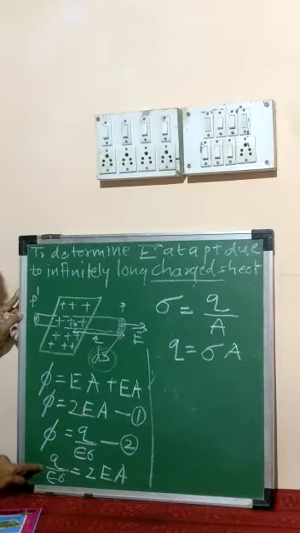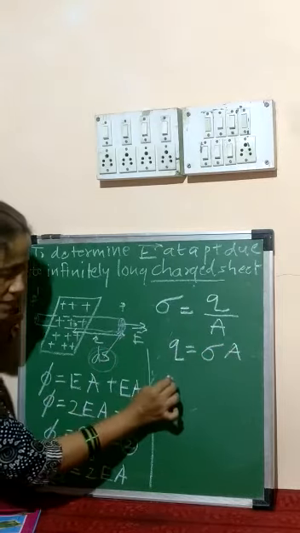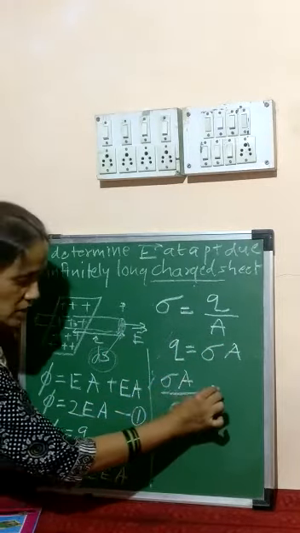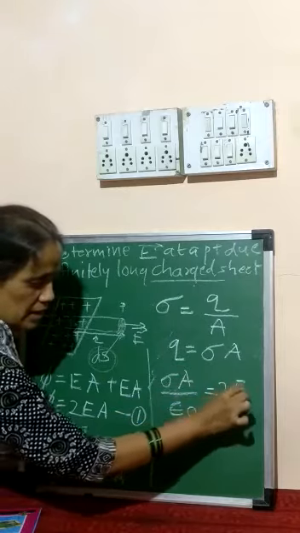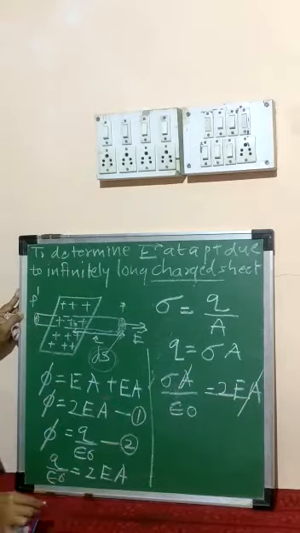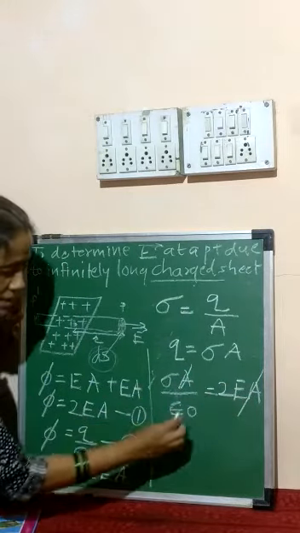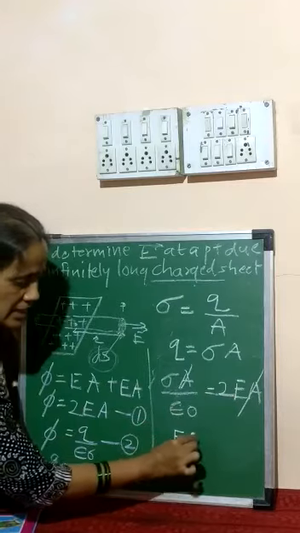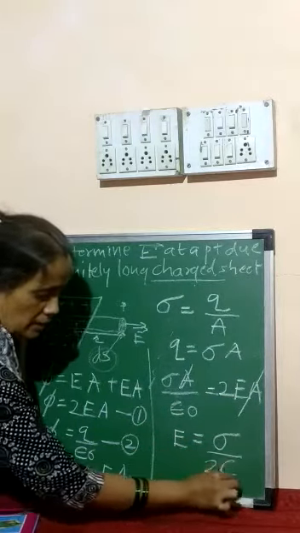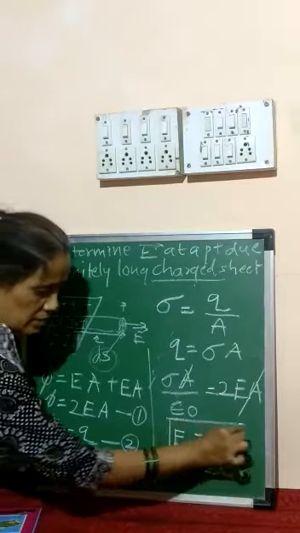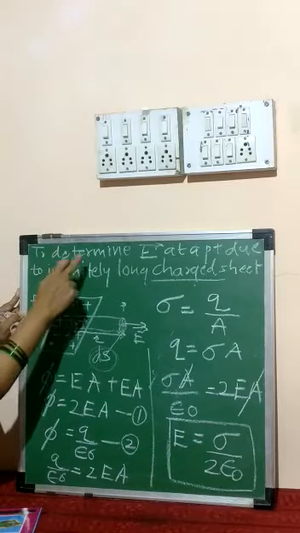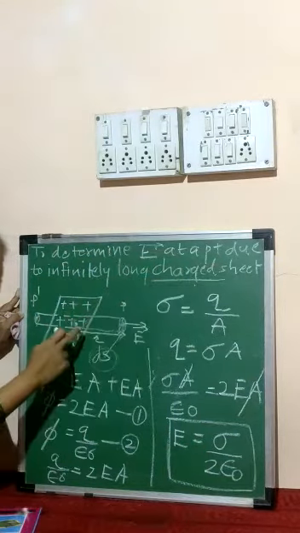So your equation becomes, instead of Q, sigma A divided by epsilon naught, which is equal to twice E into A. From both sides the factor A will get cancelled, and now I can write for intensity. So intensity E is sigma upon twice epsilon naught. This is your electric intensity at a point near an infinitely long charge sheet.